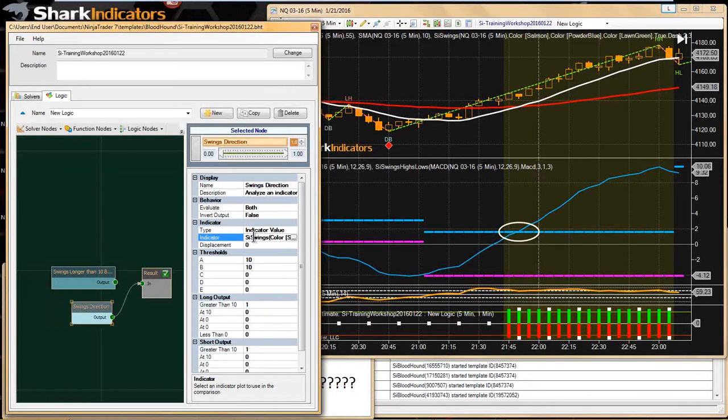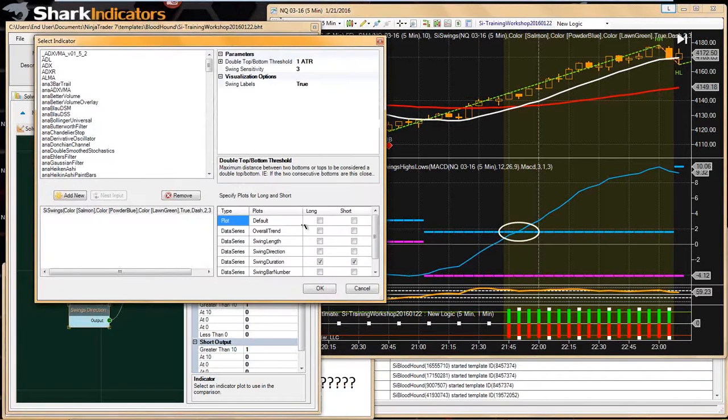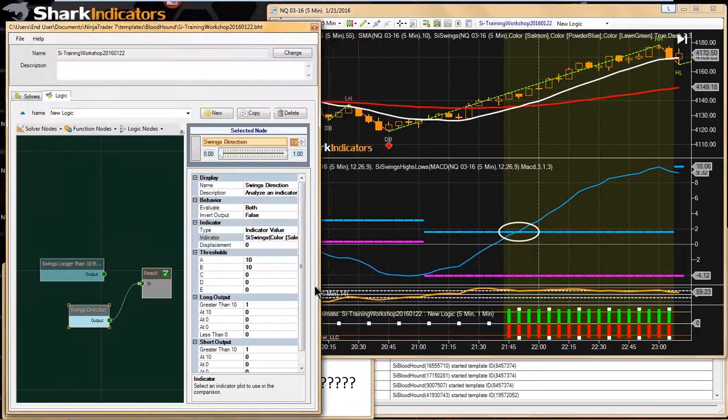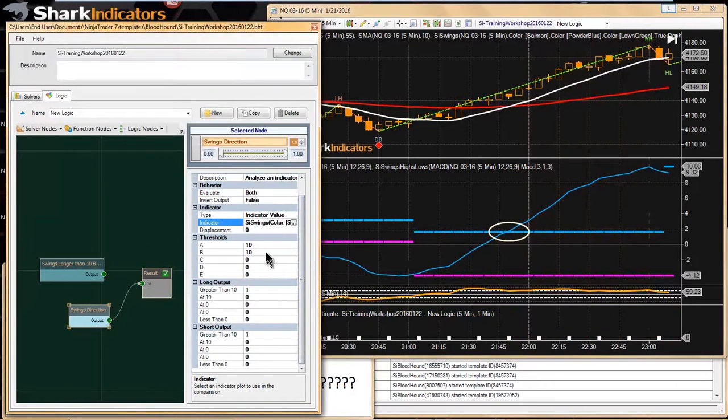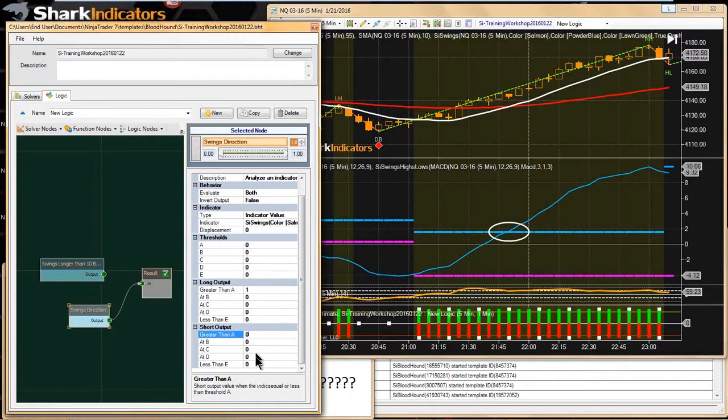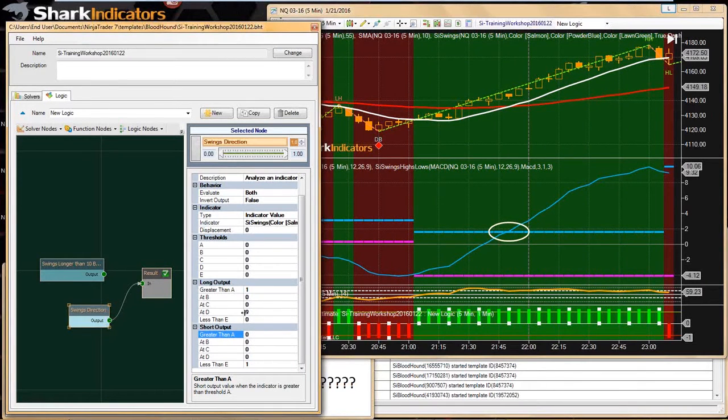Since this solver is a copy of the other solver, it already has my indicator set up for me. So all I need to do is open up my indicator. It's already set up, and let's see, swing direction. Let's take a look at this. I think this is the data series that we want. And I need to set my thresholds back down to 0 and set my short output here. There we go.